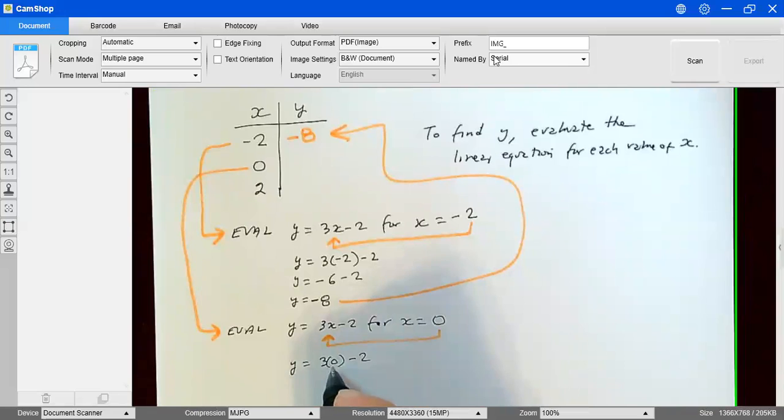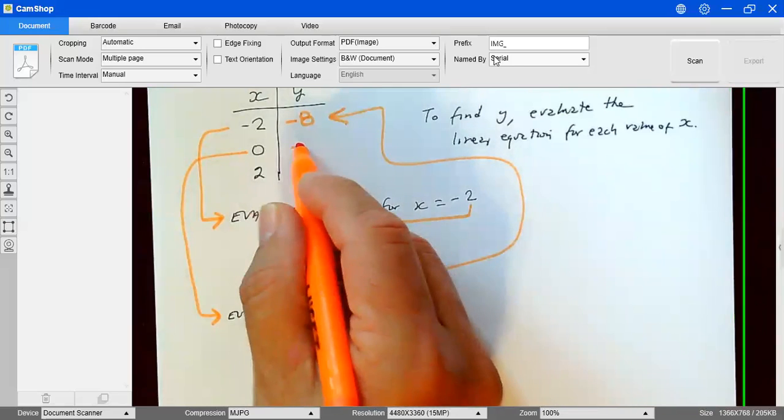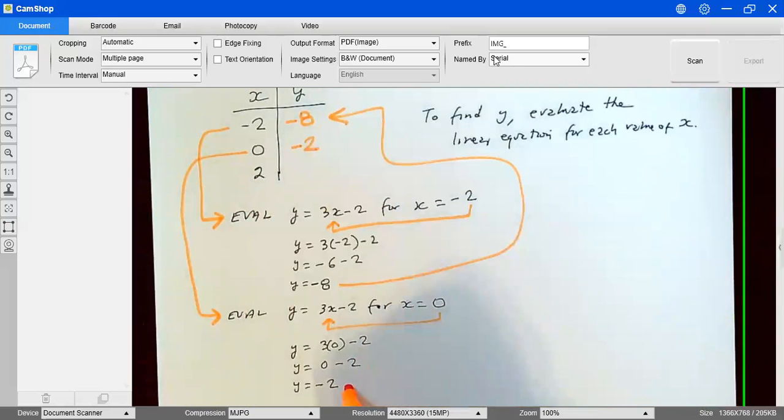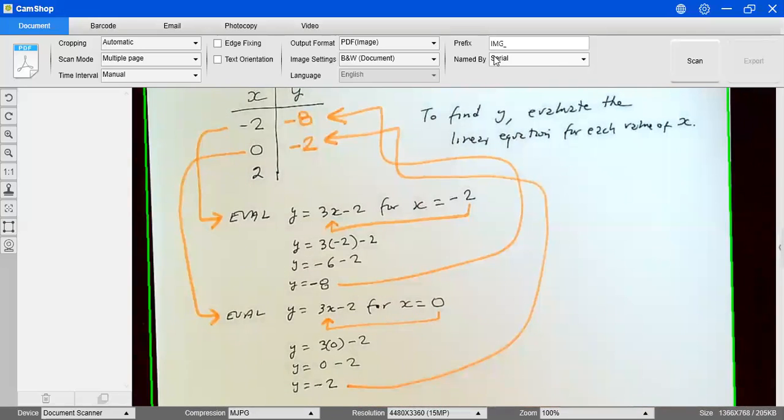Any number multiplied by 0 is just 0. So we're going to get 0 minus 2. So at the end it's just -2, because in addition or subtraction, 0 is nothing. So now we need to write this -2 here. So that's the other value that goes here.